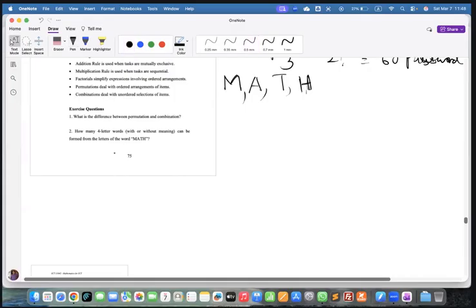What they are telling is that you don't need to worry about whether the word is meaningful or meaningless, right? So what they are telling with "meaning or meaningless" is that maybe you can make a word like this one. That's also possible, right? You don't need to worry about the meaning of the words.